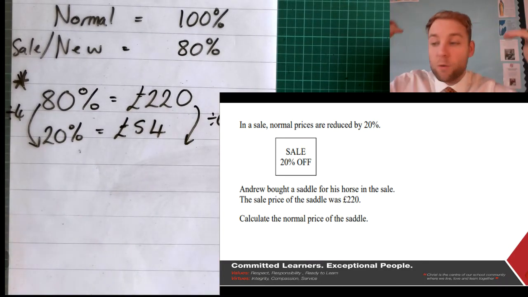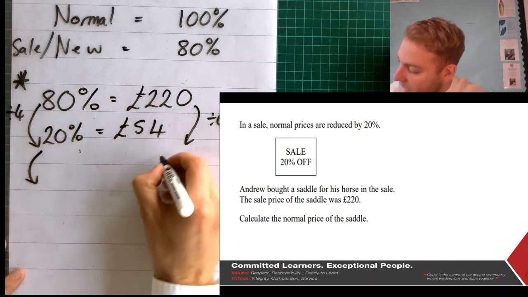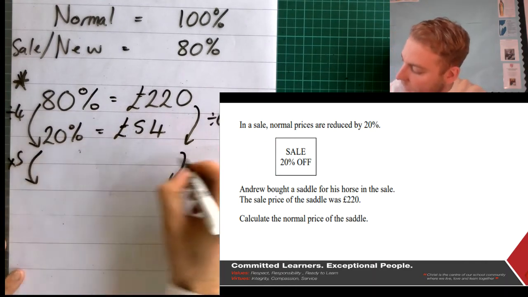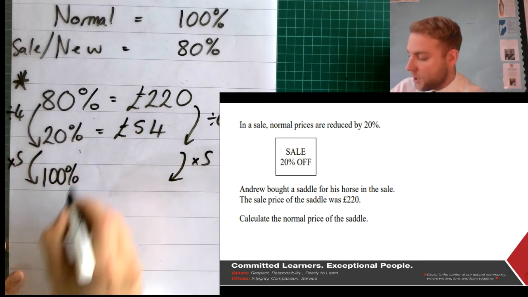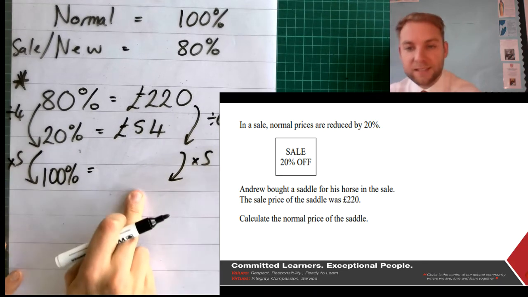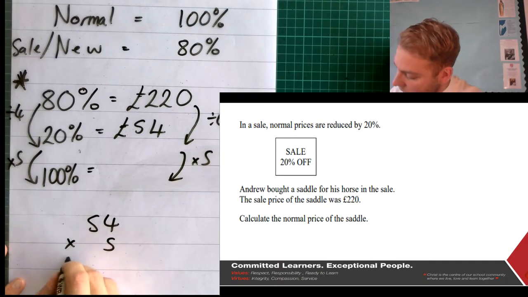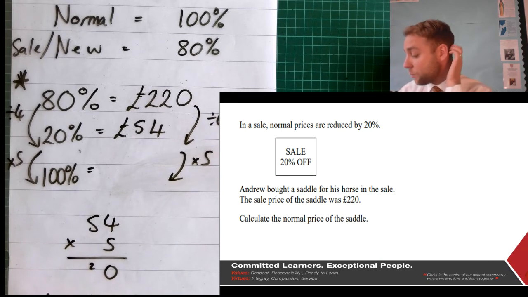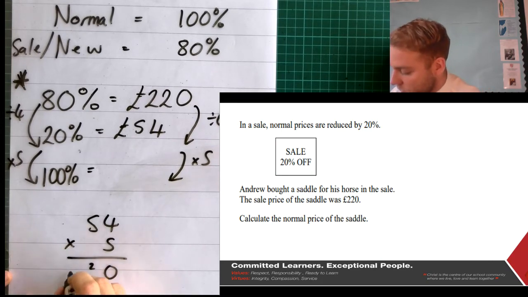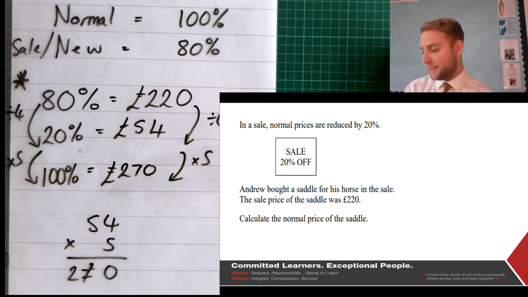Remember, I'm trying to find out what my original or my normal value is. And in which case, we're looking for this 100%. So here I'm going to be timesing by 5 and timesing by 5, because 20% times by 5 is 100%. So if I times this by 5, I need to times the right hand side by 5. So I'm doing 54 times by 5. 4 times by 5, 0, carry the 2. 5 times by 5 is equal to 25, and the 2 is equal to 27. So the answer is 270.